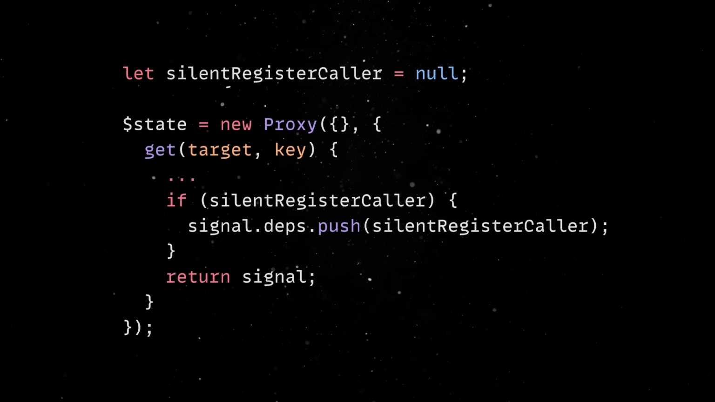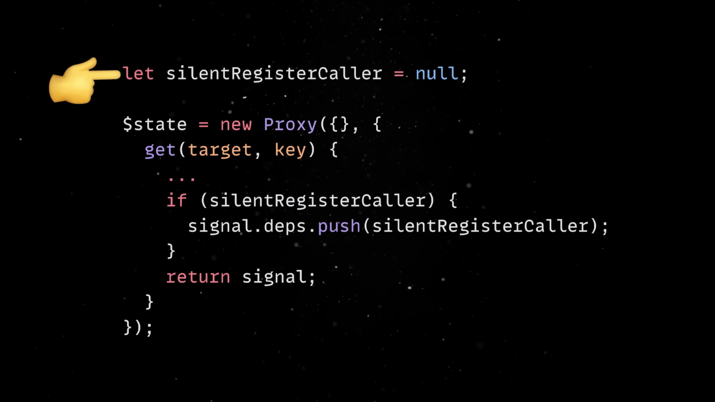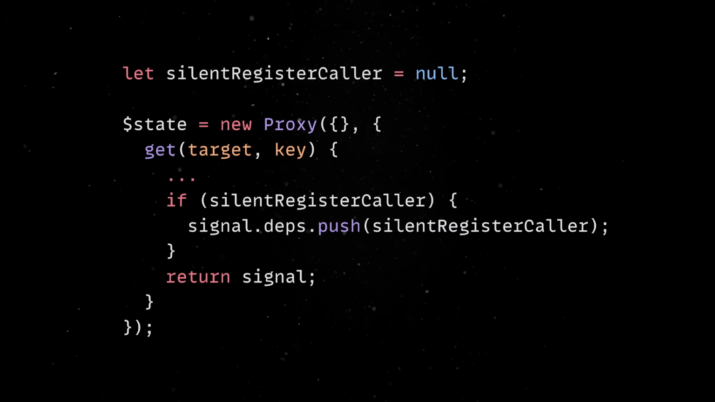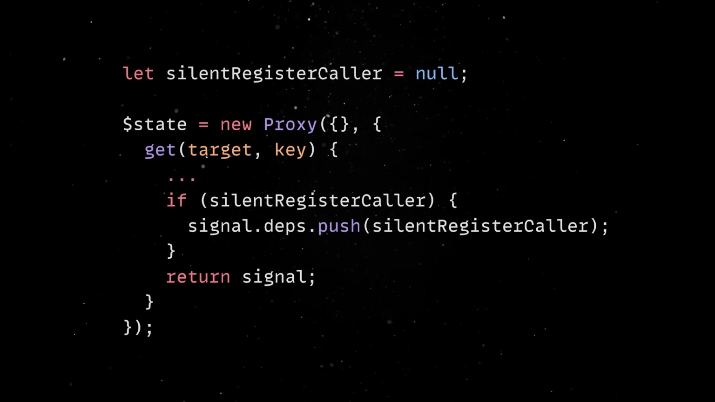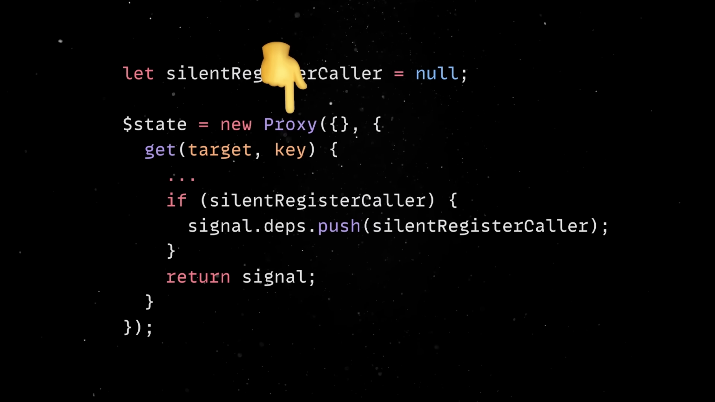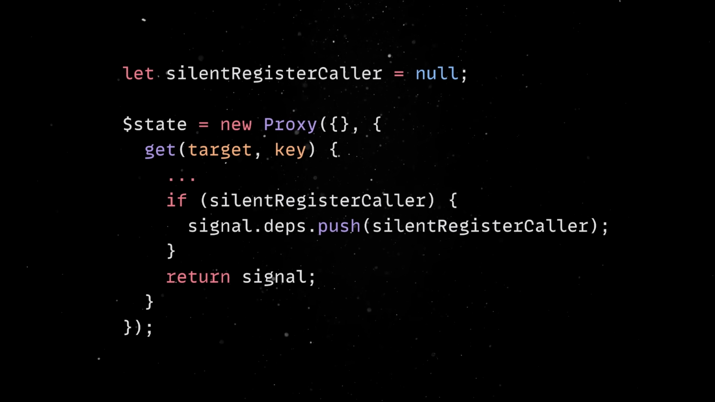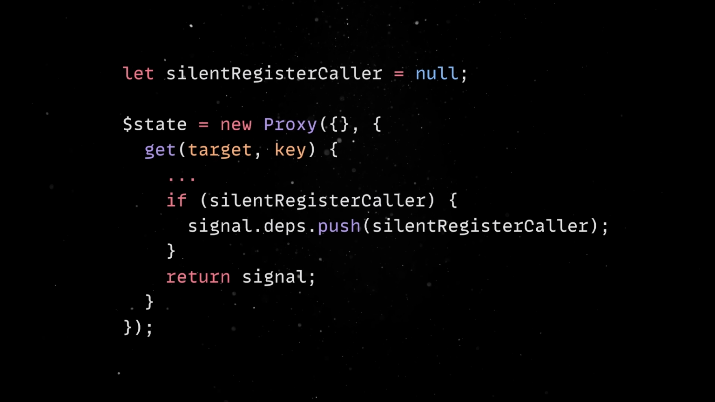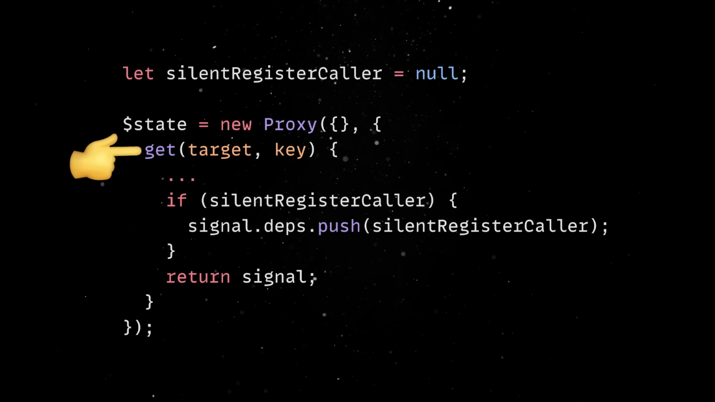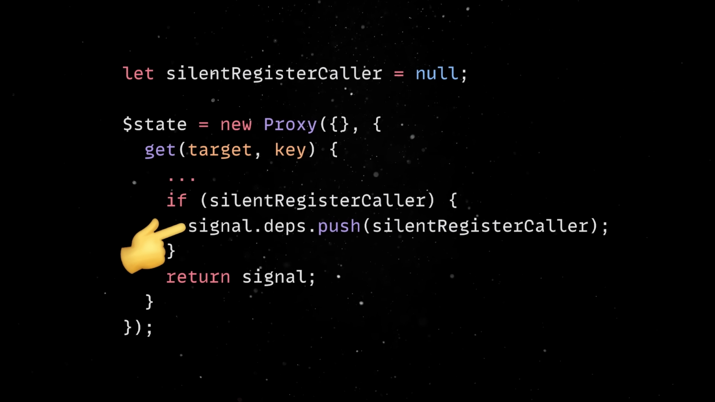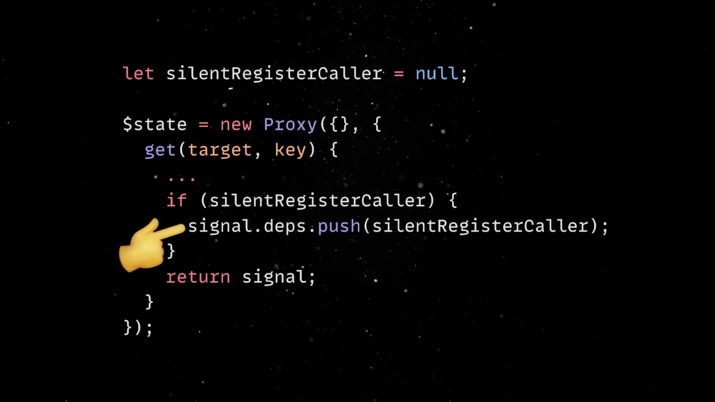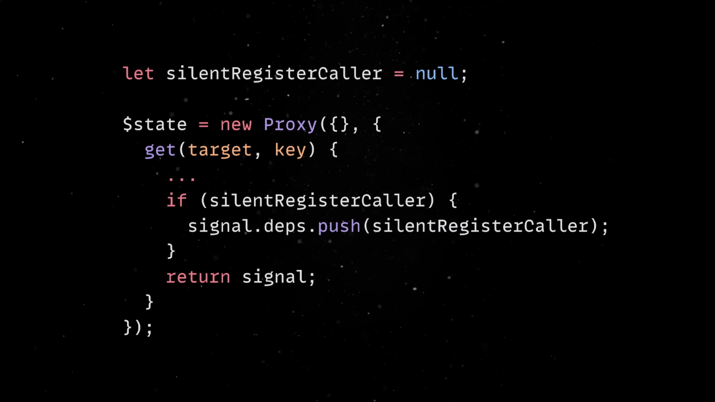When the signal is read, we silently register the active context. When the signal is written to, we call all those listeners. To make this work behind the scenes, we use a JavaScript proxy. This lets us intercept get and set calls on our state object. When a component binds to count, it's actually accessing a getter that quietly says, "I depend on this value, let me know when it changes." This is how we'll track dependencies without any boilerplate.